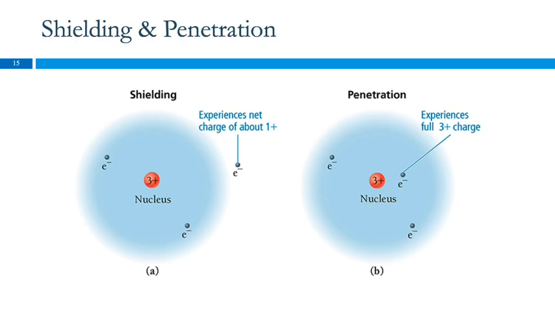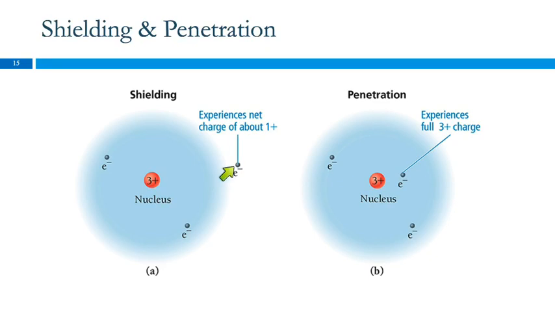So let's explain this with pictures. So this is a lithium atom. You can tell that because it's got a positive 3 charge in the nucleus. So the lithium atom, in that first energy level, there are 2 electrons. Those are in the 1s orbital. And then this third electron is in the 2s orbital. It's up on the 2nd floor of the hotel.